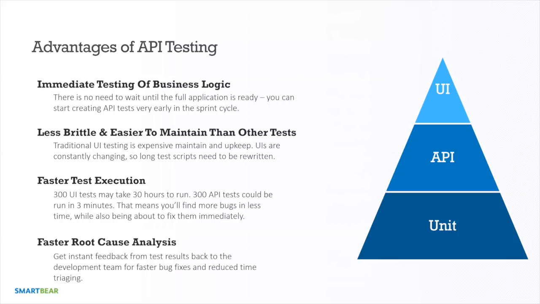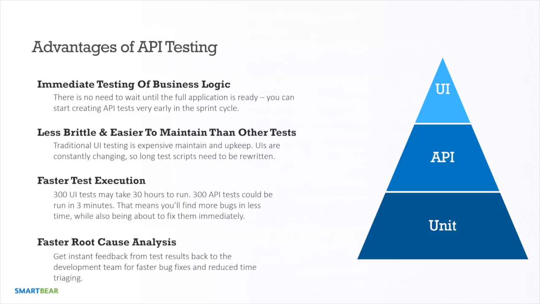It's also less brittle and easier to maintain than other tests. Traditional UI testing is expensive to maintain. It's expensive to keep up. I think UIs are constantly changing. So doing your testing at the service layer, at the API layer, is a huge advantage to not spending every Monday and Tuesday maintaining the tests that broke from your weekend builds. There's just a lot of maintenance that goes along with UI testing, and API testing is a huge time saver there.